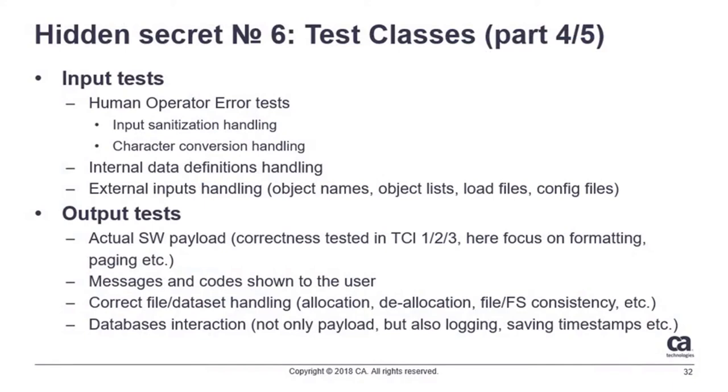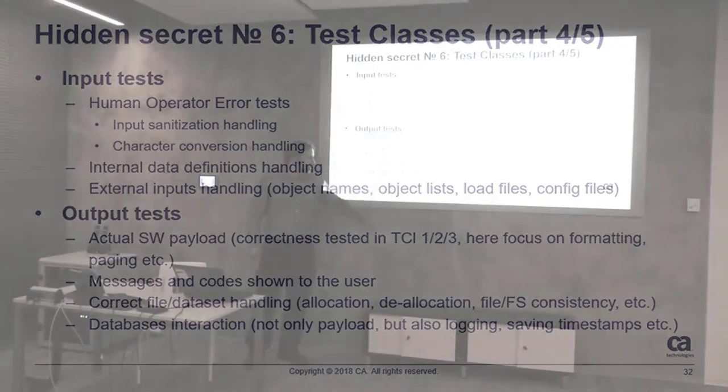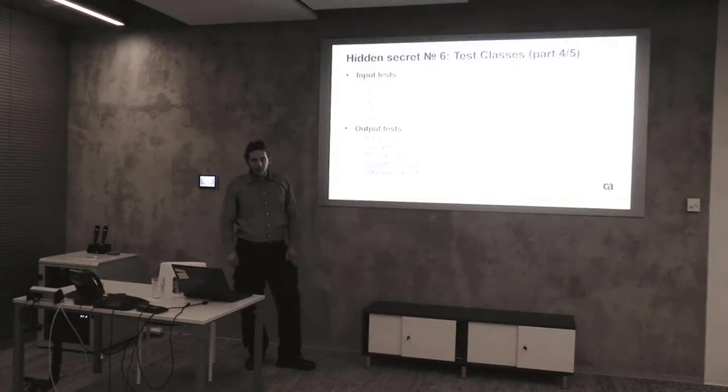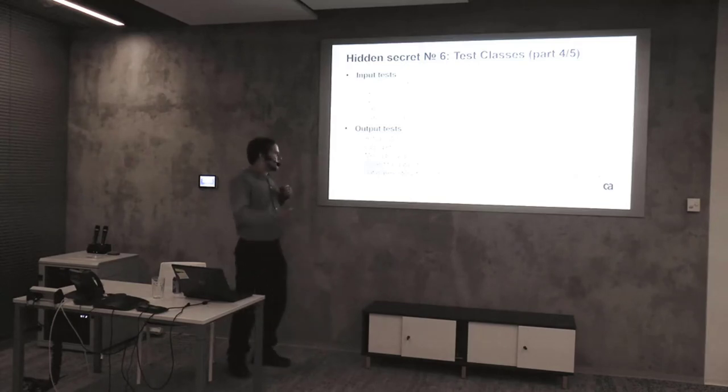Here you should also test the messages and codes shown to the user which are not error codes. So for example, warnings, informational messages, and also correct handling of the data sets. Because it's nice that your product works like a charm, but if it opens some important file as read-only, and it remains read-only even when you close the program, and then you cannot access it from anything, it's not nice behavior. It's something I actually experienced on Windows 95. So it can happen.